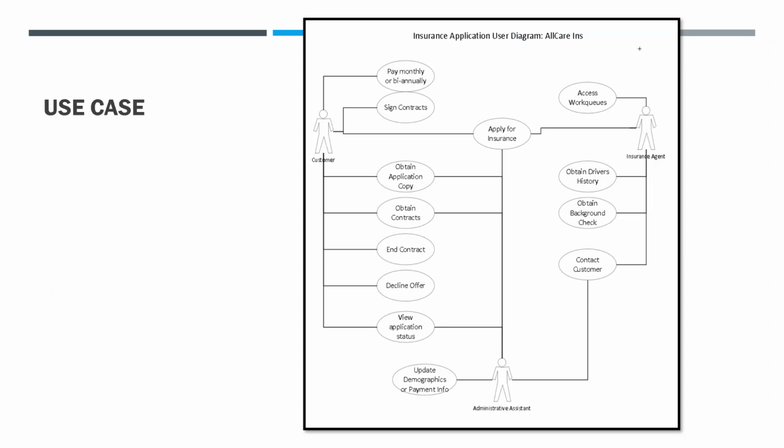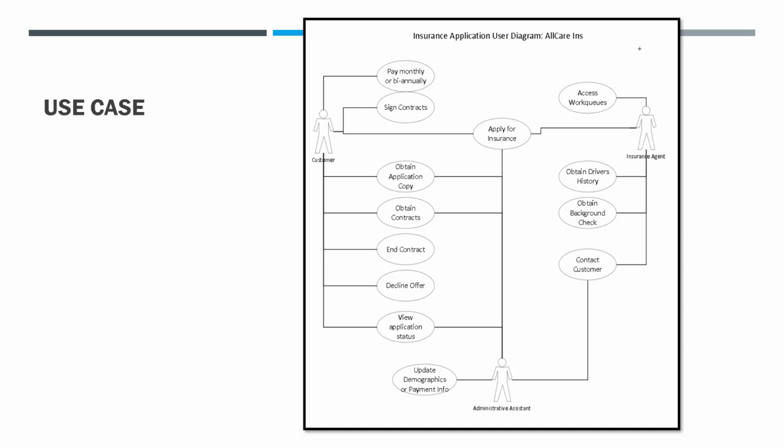In this use case diagram, you will find the different actions that users may be involved in. These user roles should have the ability to do the following. As a customer, I should be able to submit applications, pay bills, sign contracts, obtain the application copy, obtain a contract copy, end contracts, decline or accept offers, and view application status.